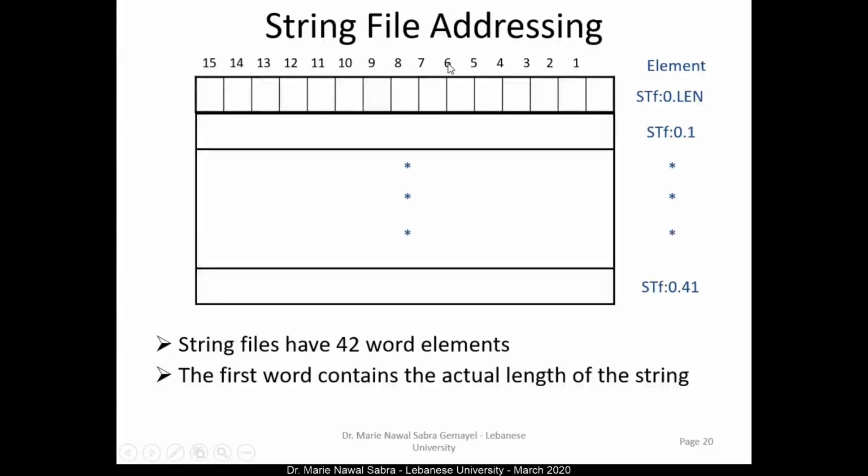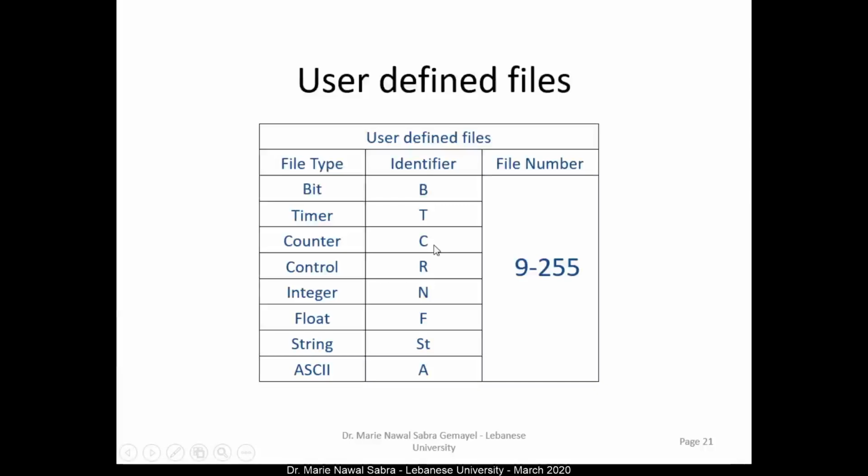A string is the largest file and it contains up to 42 word elements. The first one is going to contain the actual length of the string so that it doesn't end with zeros or just anything. And the string reads every 16-bit word address in the memory corresponding to one element of the string. This is one digit or letter or any other string character.